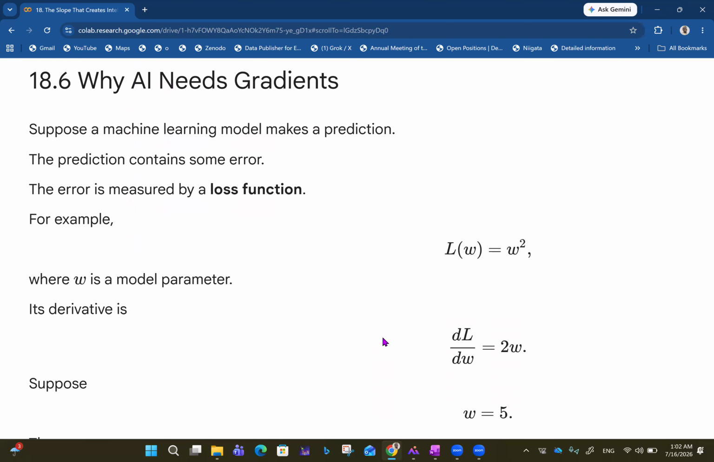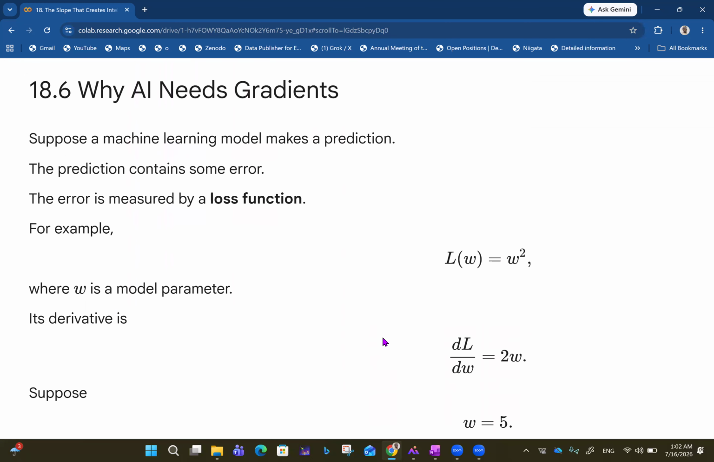Now, the question is, why does AI need gradients? Suppose the machine learning model makes a prediction. The prediction contains some error for sure. The error is measured by a loss function. For example, let the loss function be L(W) equals W squared, where W is a model parameter. So the derivative dL/dW is 2W.